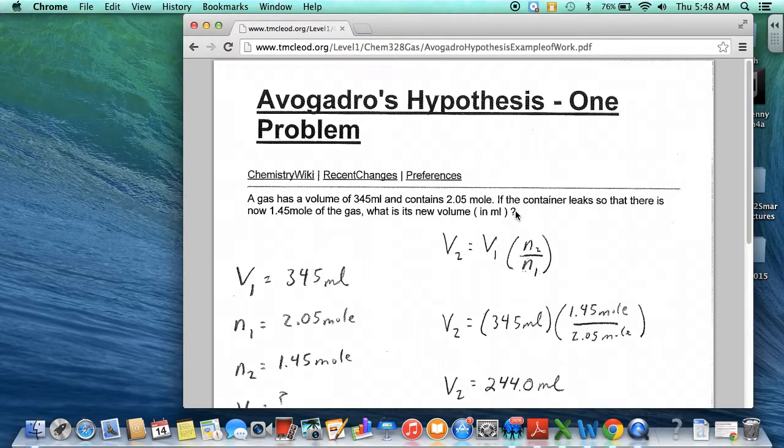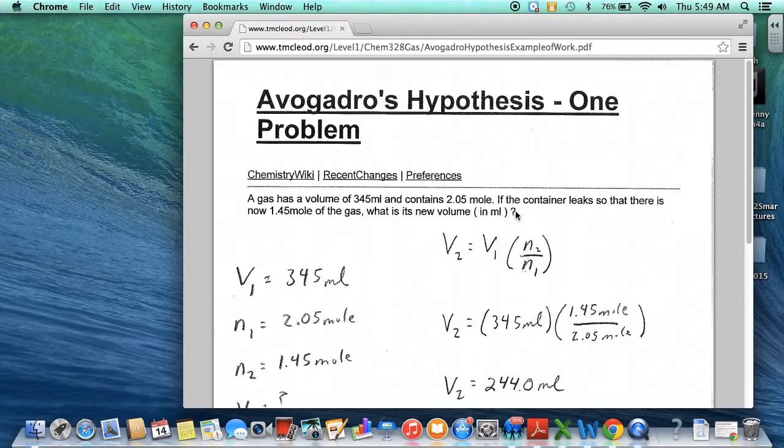So for Avogadro's hypothesis, you keep temperature, so how fast they're walking, and P, the number of total hits on the wall, constant. So if I increase the number of particles in the room, and I don't change how fast they're walking, and I can't change how many hits on the wall, do I have to expand the room or contract the room?